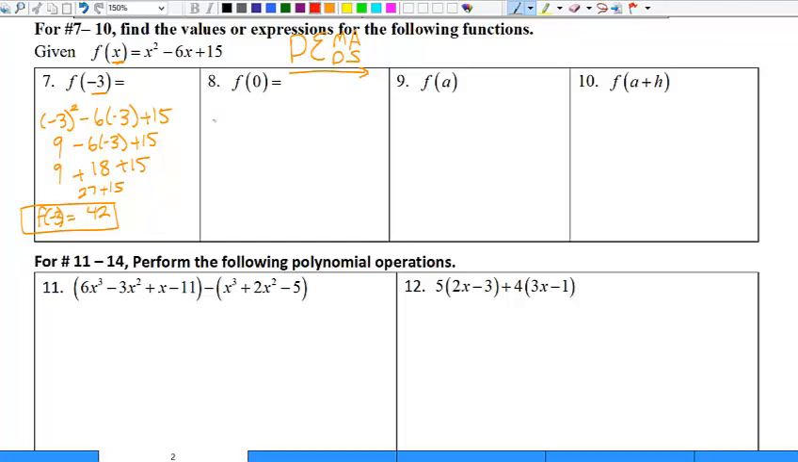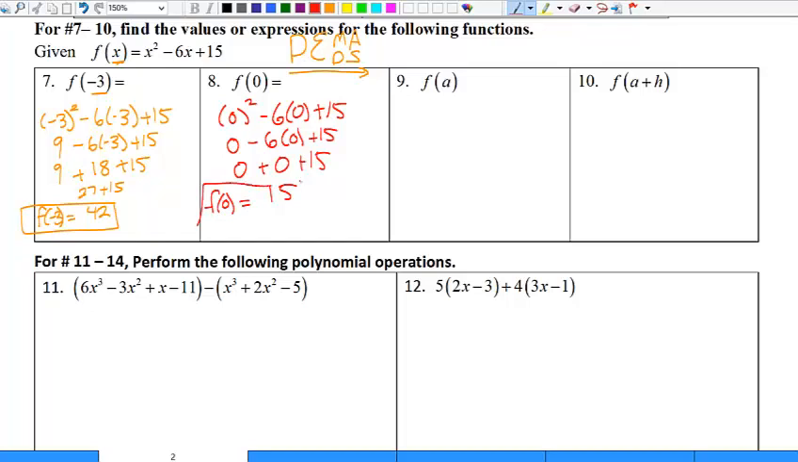So the next one, every time I see an x, I'm going to stick in a 0. So I have 0 squared minus 6 times 0 plus 15. Parentheses, can't do anything there. E, exponents, I'm squaring 0. 0 squared is 0. Then go back and do all my multiply and divide. Negative 6 times 0 is 0. And then add left to right and get 15. So therefore, f of 0 is 15. If you just write 15, that's fine.